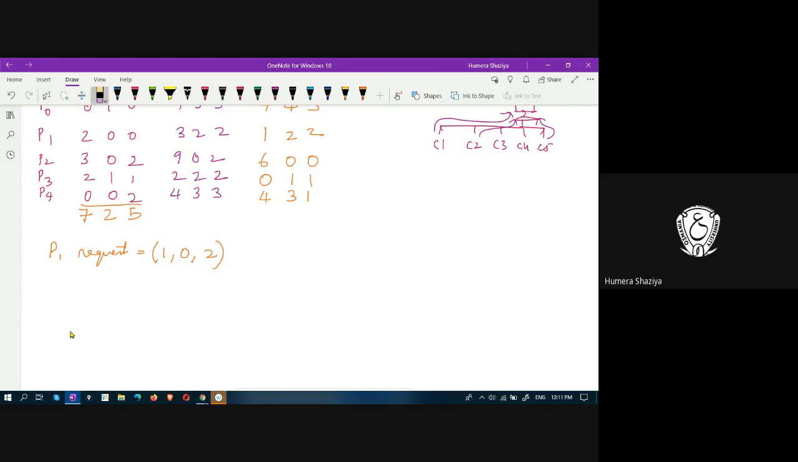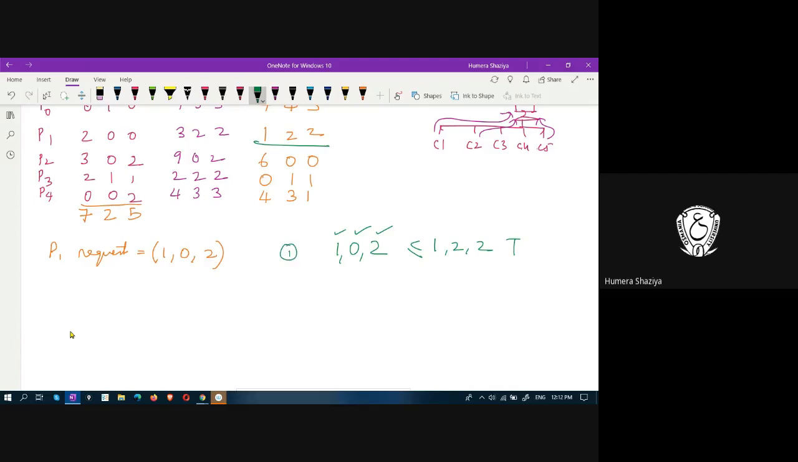The system has to check whether the request is less than or equal to the need. What is the need of P1? Need of P1 is 1, 2, 2 for A, B, C. And the request is 1, 0, 2. Is this condition true? 1 is less than or equal to 1? Yes. 0 is less than or equal to 2? Yes. 2 is less than or equal to 2? Yes. True. True means you go to the second step.